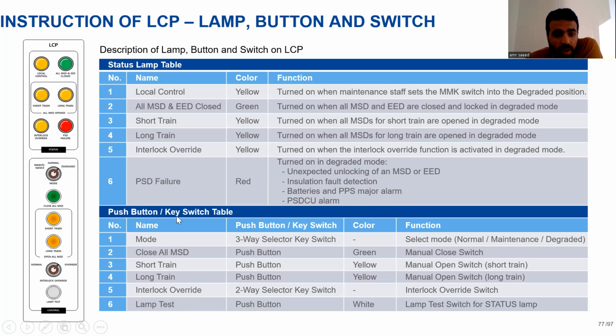For this side, you can find push button, close all MSD. You can find it here. And for short train, for long train, you will find these indications is yellow. Also for interlock here, for interlock, yes, interlock here, and for lamp test.